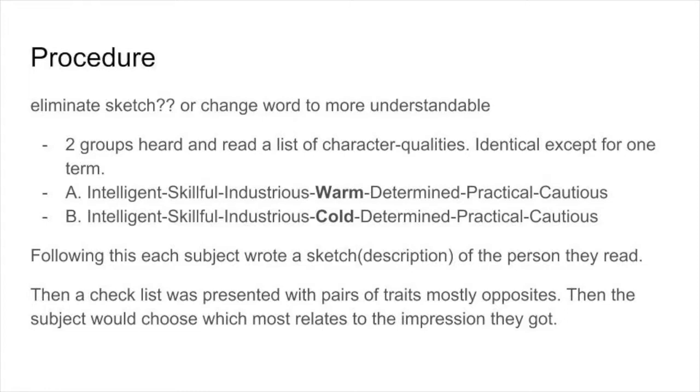And then directly after this, they would write a sketch, or a description, of the person they read. So it was just what they think the person is like. Then after that, they had to read a checklist which presented pairs of traits that were mostly very extreme opposites, and then the subjects would choose which most relates to the impression that they formed.